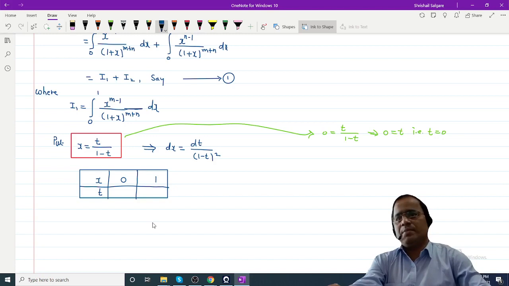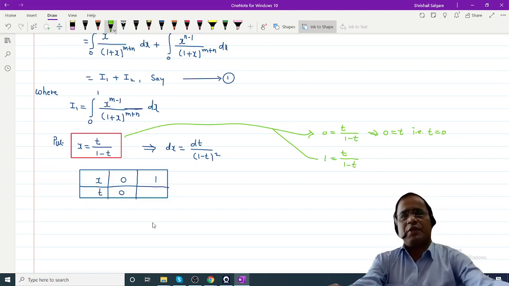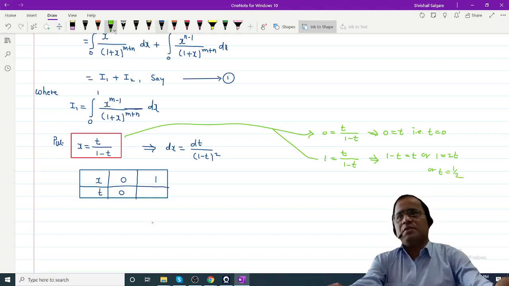So lower limit is 0. Now for the second case, what you have to do? That is 1. 1 is equal to t divided by 1 minus t. So try to solve this example for t. T is equal to 1 by 2. Very good. 1 minus t equals t, or 1 is equal to 2t, or t is equal to 1 by 2. That is the upper limit. So upper limit in this case, instead of 1, you are getting 1 by 2.